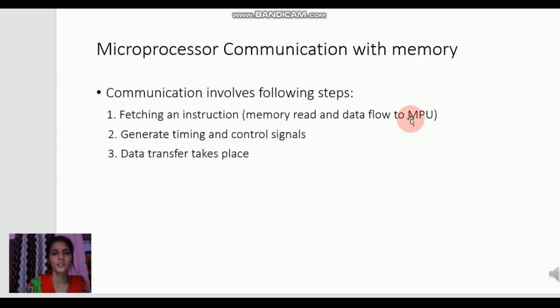Now we will look at how the microprocessor communicates with memory. In the memory we write the program or any instruction. Communication involves the following steps. The first one is that the instruction in the form of binary code is fetched. An instruction could be of 1 byte, 2 or 3 bytes. The first byte is called the opcode, which explains what the instruction does. The remaining bytes, if present, give additional information required to perform the action.